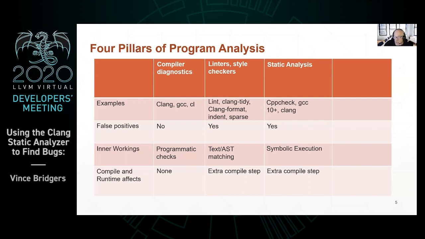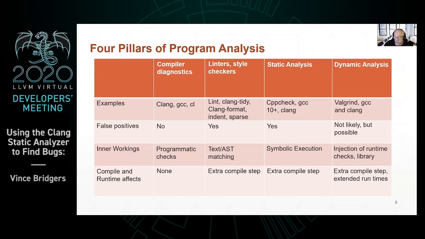The inner workings use symbolic execution. Usually there's an extra compile step or extra processing that's involved. And the last pillar is dynamic analysis. Some examples include Valgrind, and GCC and Clang include the sanitizers for this purpose.